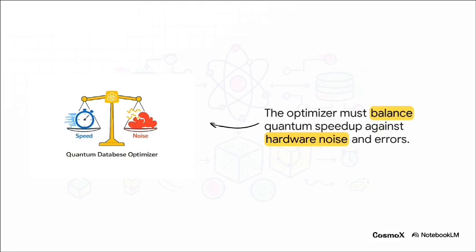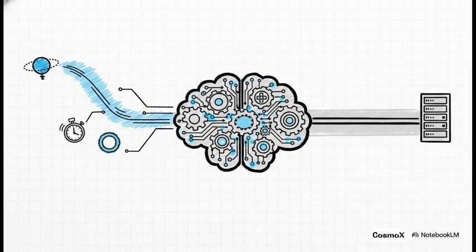So a quantum database can't just go full throttle for maximum speed all the time. It needs a really smart optimizer to constantly balance that speed against the risk of errors. The solution, for now, is a hybrid approach, all managed by this incredibly smart optimizer. For every single query, it analyzes the quantum path and asks some really important questions.